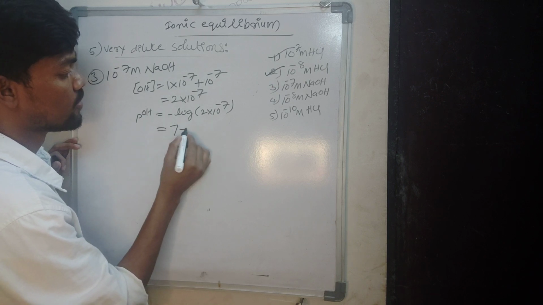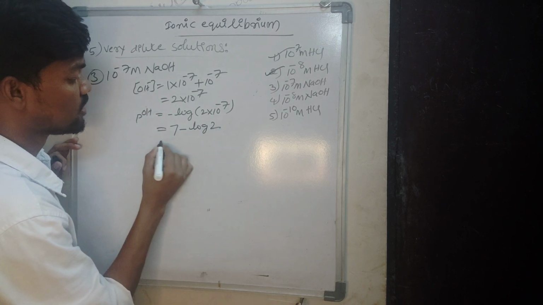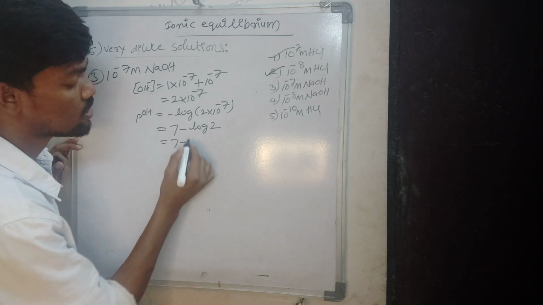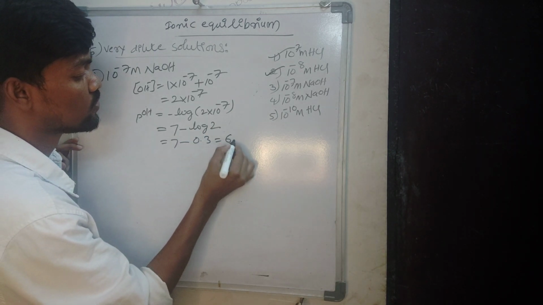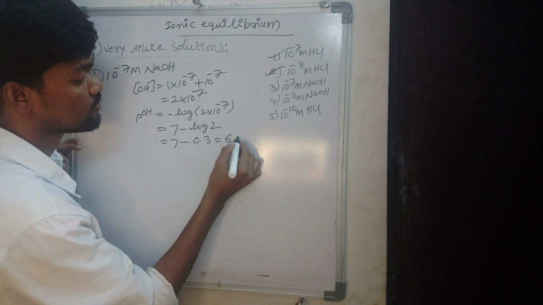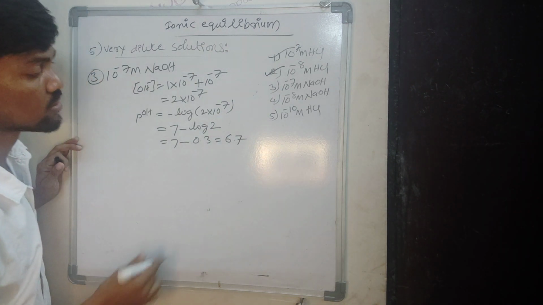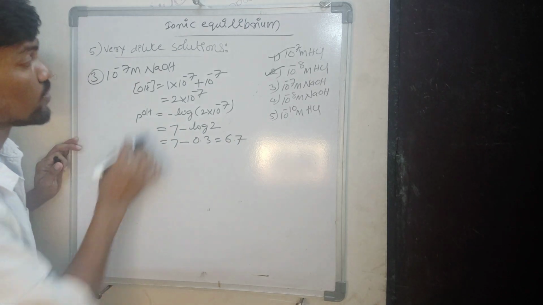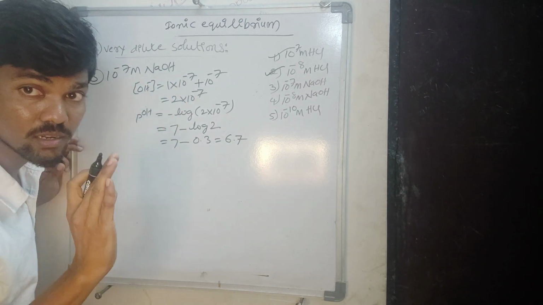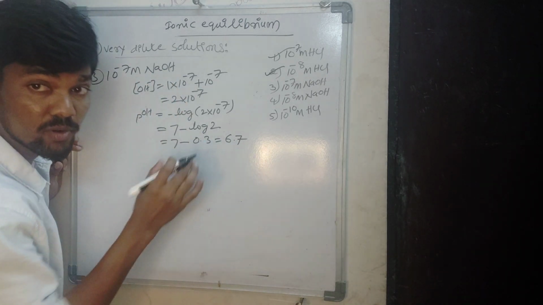7 minus log 2, how much? 0.3. So finally you will get 6.7 almost. This is pOH for the base. So always listen: pOH for a base is less than 7.